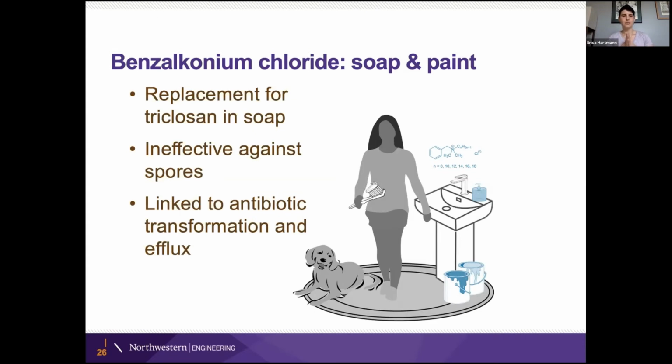So as I mentioned, benzalkonium chloride is a replacement for triclosan in soap, but it is known to have a few weaknesses. One is that it's known to be ineffective against spores, and this is particularly problematic in healthcare environments if one of the things you're concerned about is C. diff, which is notoriously spore forming. It's also linked, much like triclosan, to antibiotic transformation and efflux. So microbes that are exposed to benzalkonium chloride are perhaps more likely to develop cross-resistance to, again, clinically relevant antibiotics that we need to save lives and cure infections.